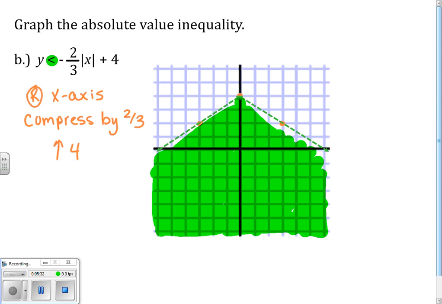Something we haven't discussed in this lesson yet, it should be the case that any ordered pair I pick within the shaded region, like this ordered pair, any of them, should work in the inequality. That if I put 1, 1 into the inequality, I get a true statement.